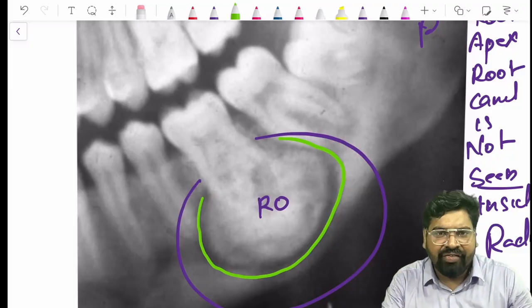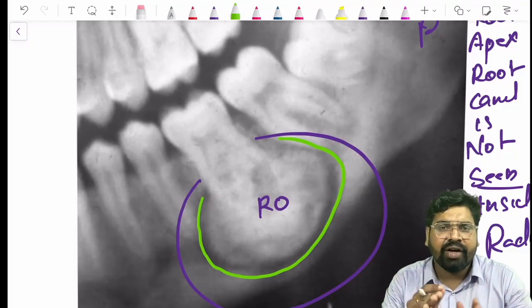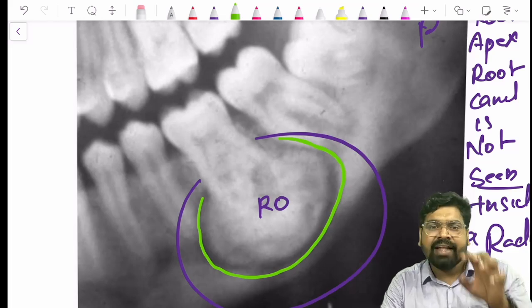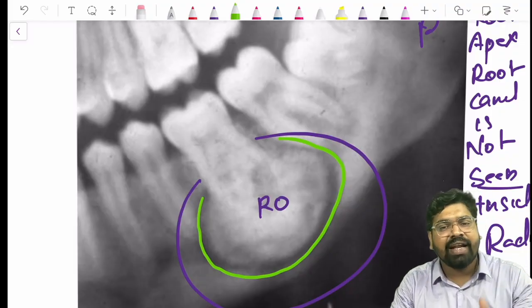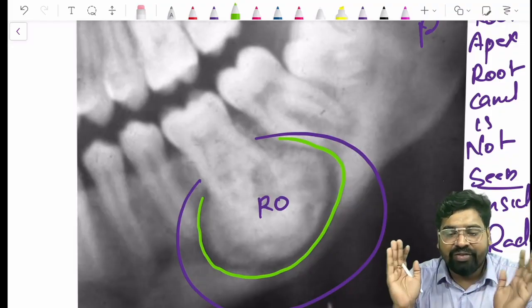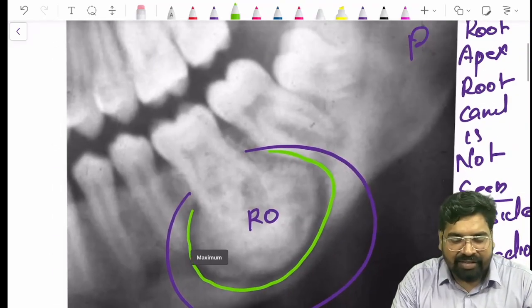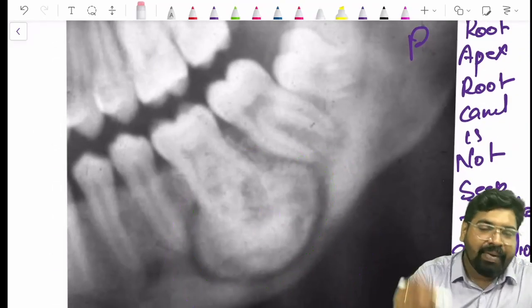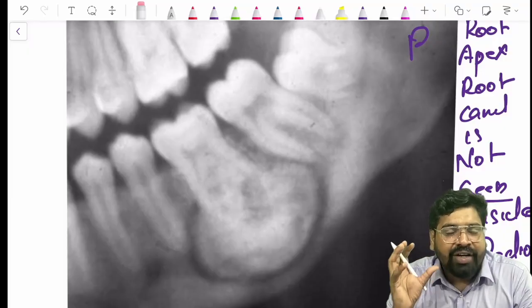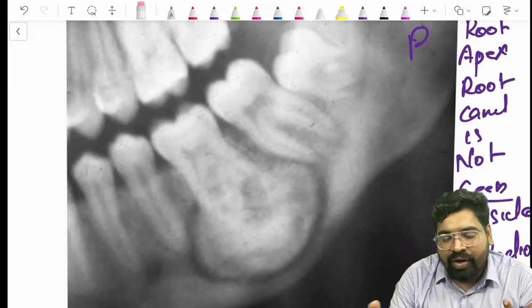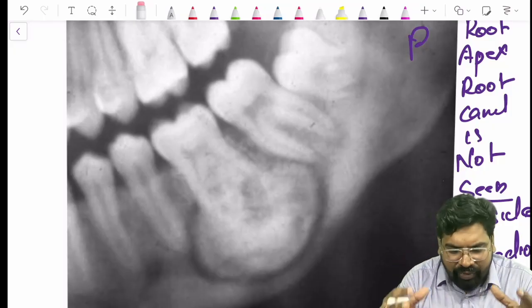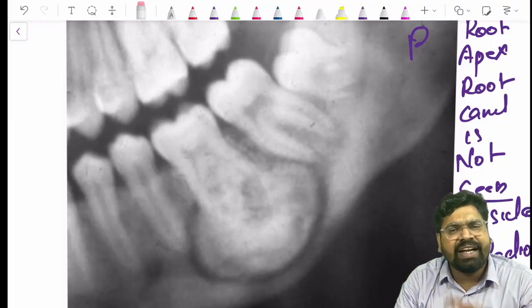So how is the radiograph? A radiopacity surrounded by a radiolucent rim, and that radiopacity is attached to the tooth root, where you cannot appreciate the root canal or the root tip or the root apex. Is this image clear? This is how a radiograph looks for a cementoblastoma. So what are you going to do? You are going to extract the tooth along with this tumor. You will do a surgery and remove it.